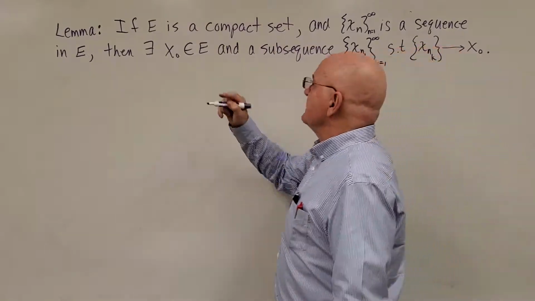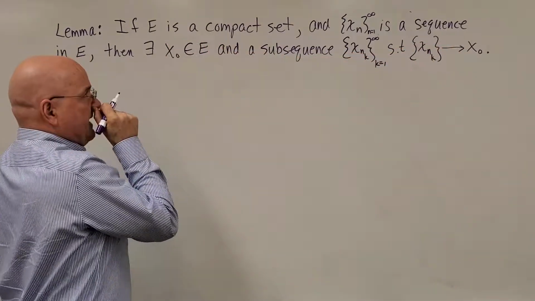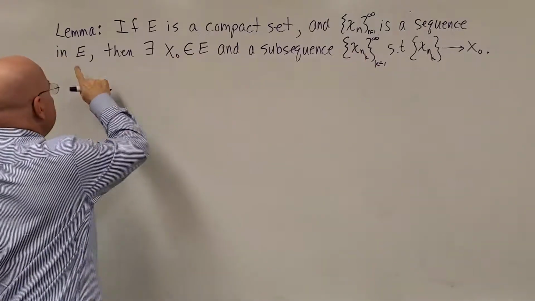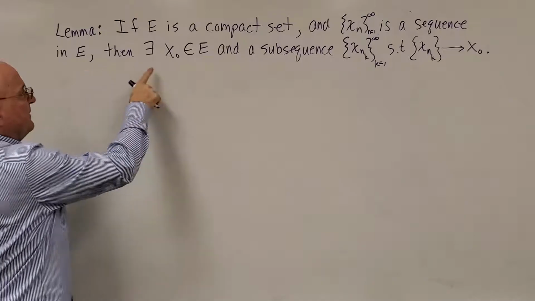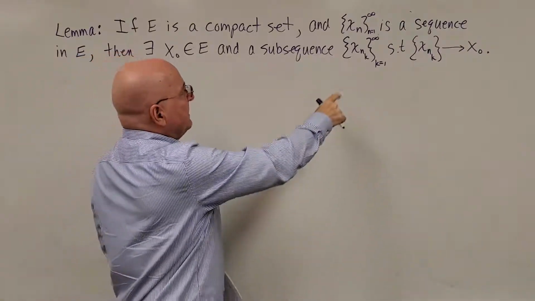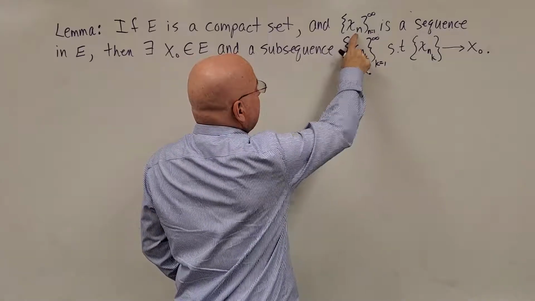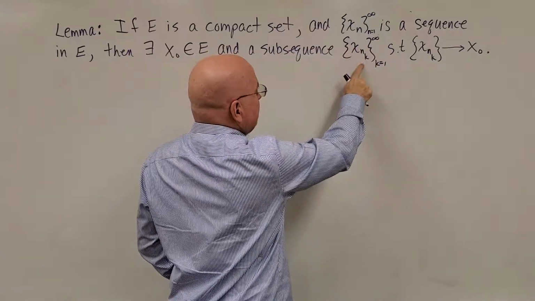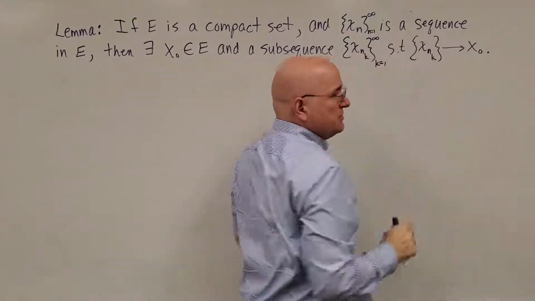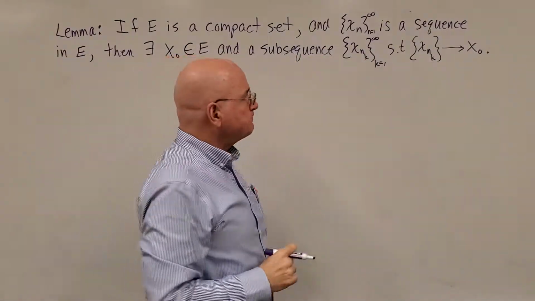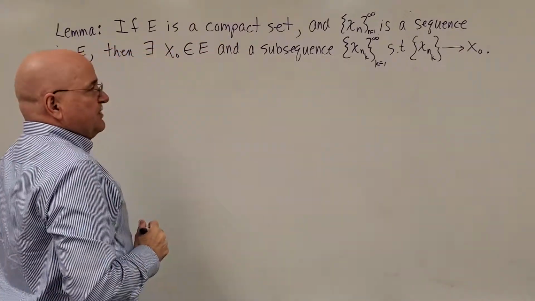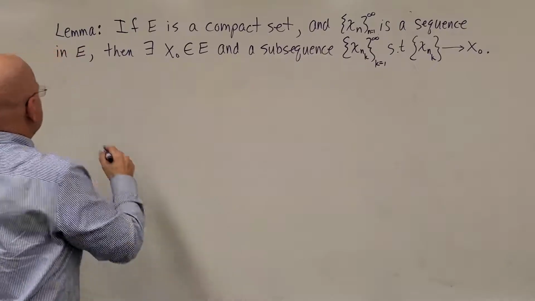The lemma says that if E is a compact set, and Xn is a sequence in E, then there exists an X naught in E, and a subsequence of this sequence Xn, here's the subsequence, X sub nk as k goes to infinity, that converges to that value X naught. So let's go ahead and prove it. It should only take about 4 or 5 sentences.